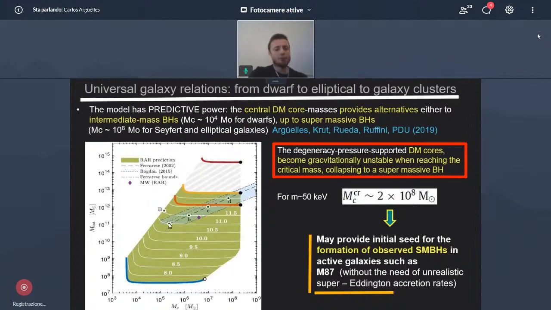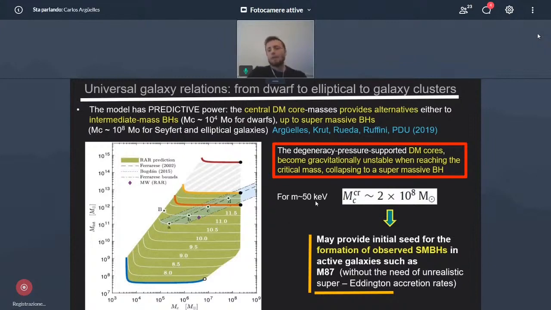Therefore, we were able to show that it is always possible to find a set of parameters, these points A, B, C, and D along the correlation, in which you can be inside the correlation for each kind of galaxy, from average galaxies to ellipticals.